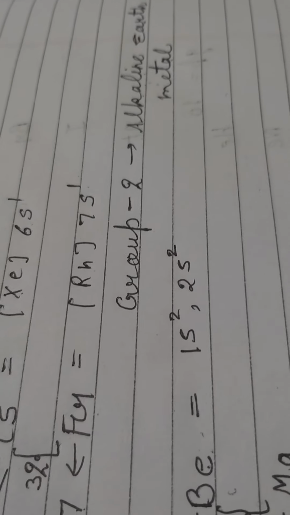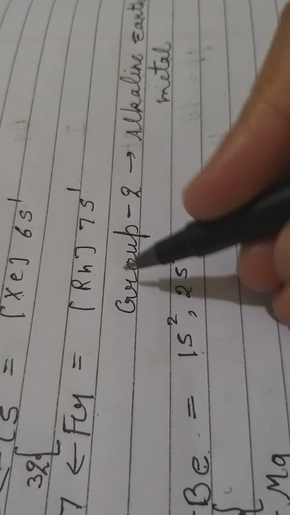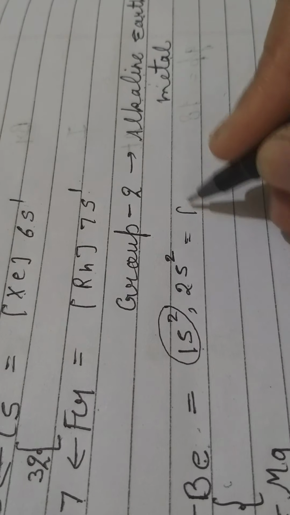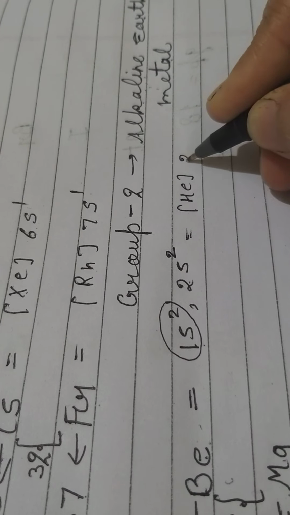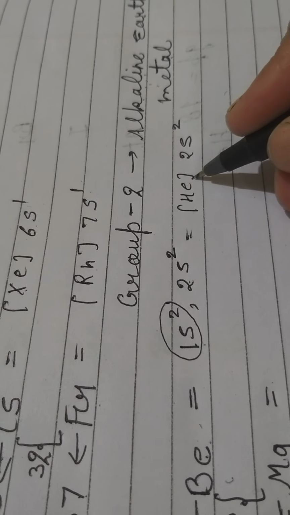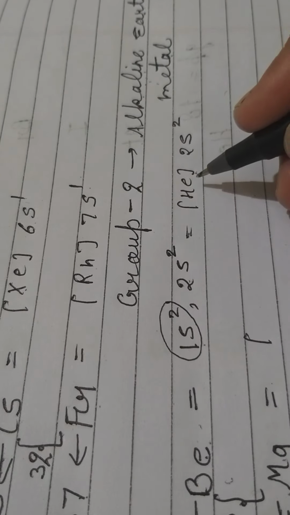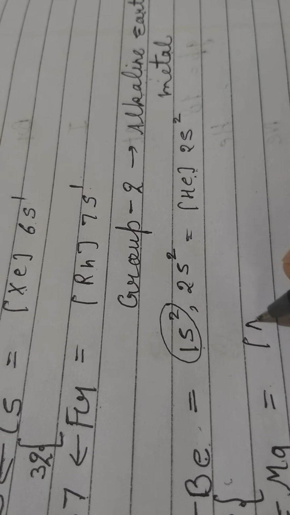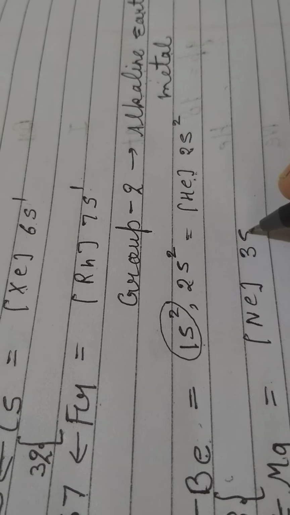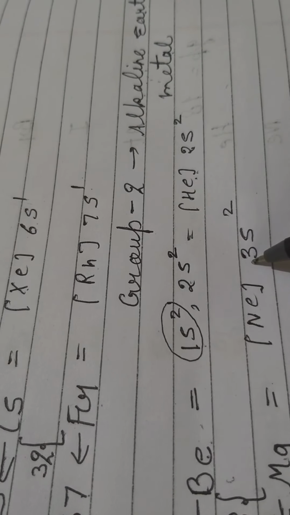Let's do the electronic configuration. For beryllium the configuration is 1s2 and 2s2. In place of 1s2 we can write helium, and this is 2s2. After helium what comes? Neon. So that can be written neon, and then 3s2, because magnesium comes in the third period.